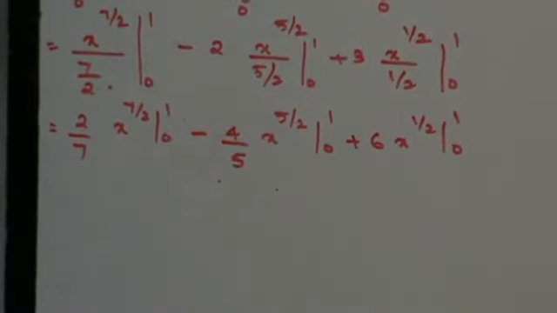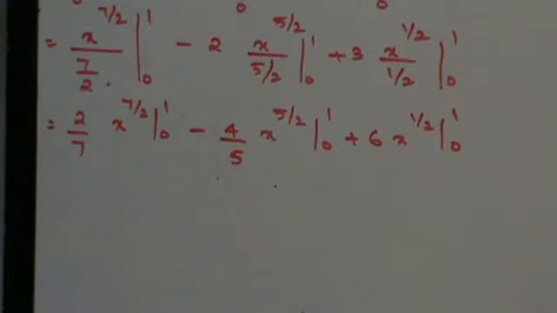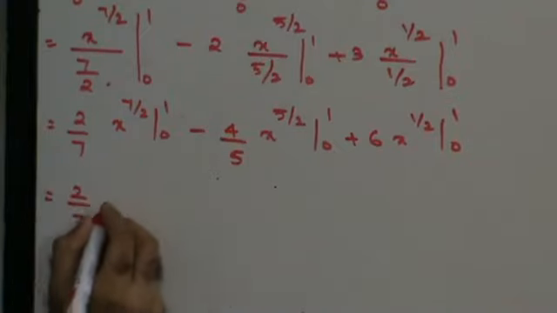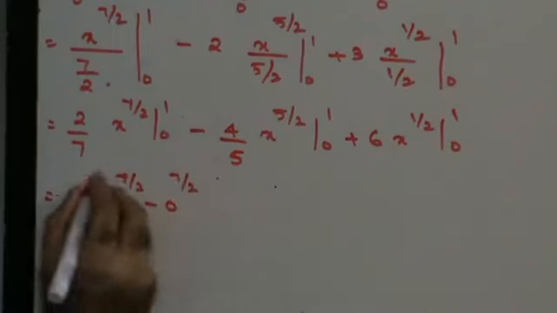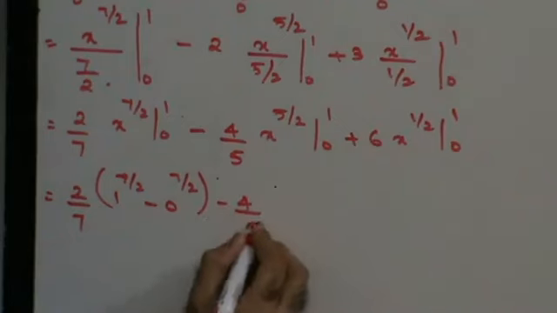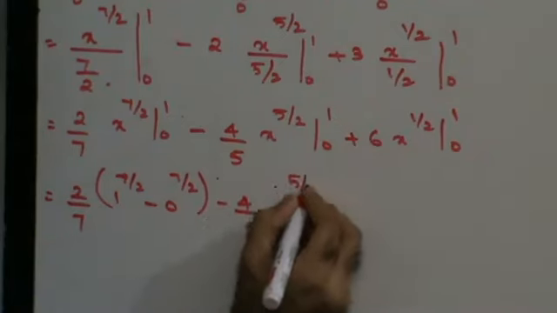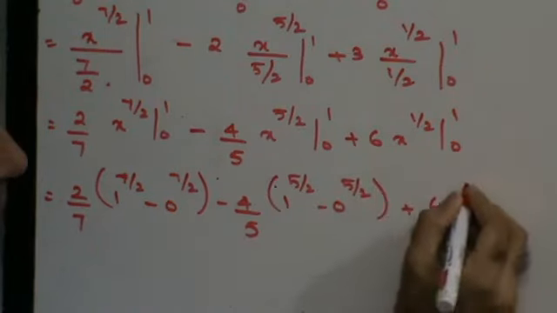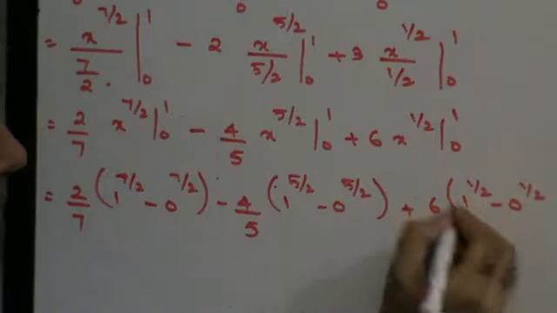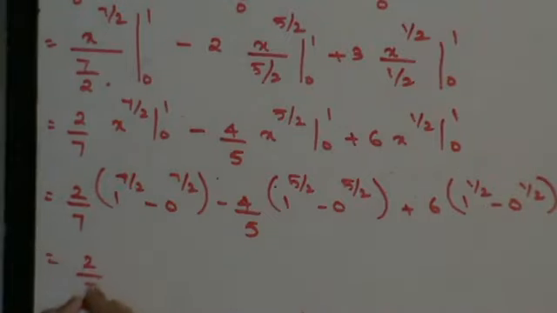How do you solve the limits? Substitute with upper limit minus lower limit. So this is going to be 2 by 7, 1 raised to 7 by 2 minus 0 raised to 7 by 2, minus 4 by 5, 1 raised to 5 by 2 minus 0 raised to 5 by 2, plus 6, 1 raised to 1 by 2 minus 0 raised to 1 by 2. So this is 2 by 7. 1 raised to anything is 1, multiplied by 2 by 7 will give you 2 by 7 only, minus 4 by 5 plus 6.